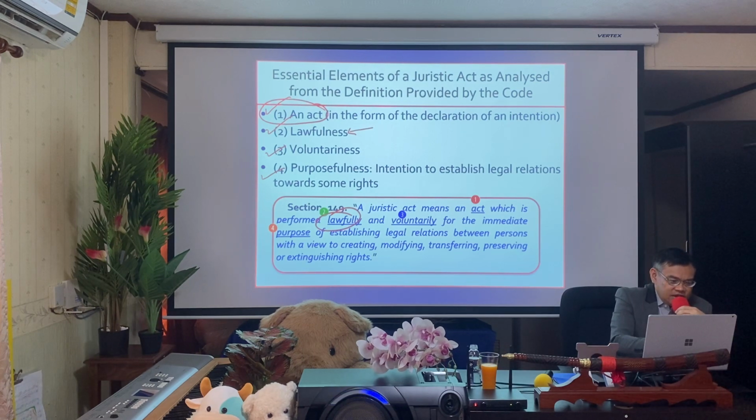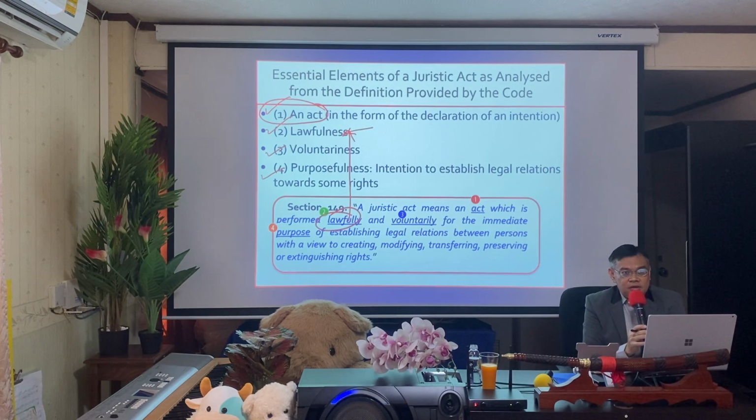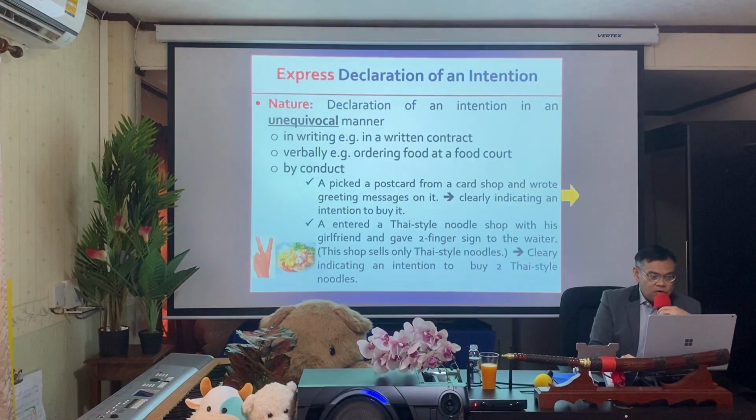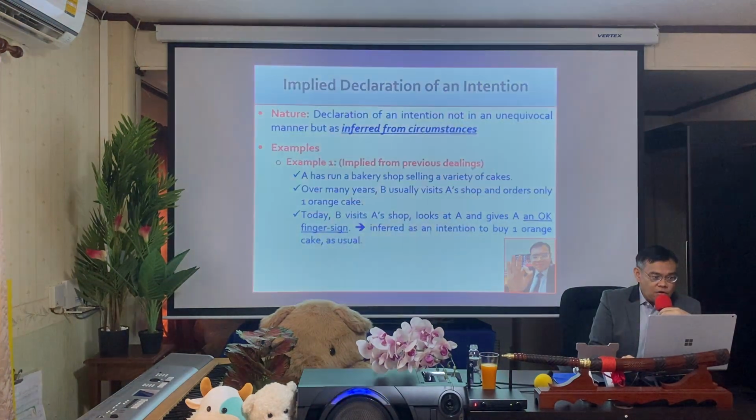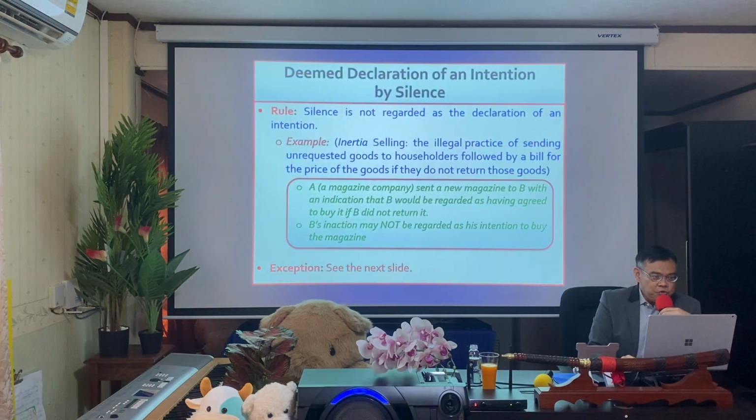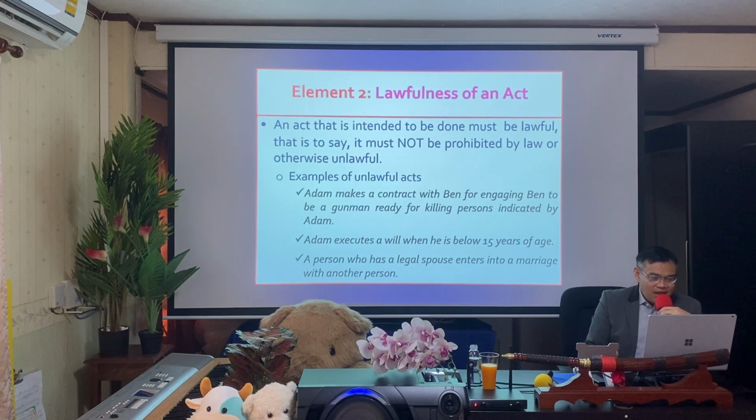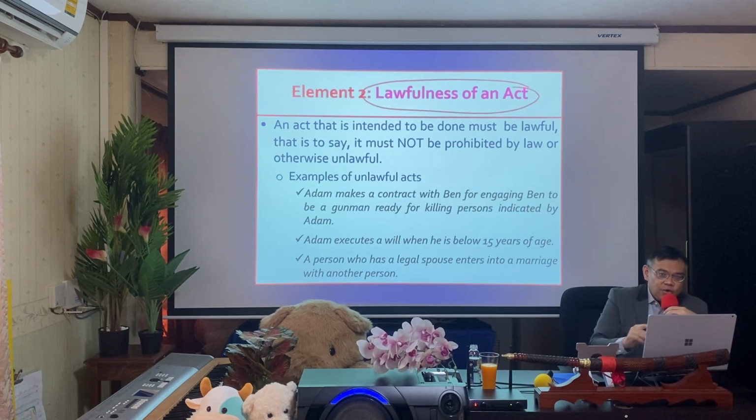So that you can see the word lawfully. That means that what is required of a juristic act is also, among others, lawfulness. An act which is done must be lawful. A juristic act which is intended to be done must be lawful. So if you want to do something which is not lawful, that is not going to be a valid juristic act. Now we are going to see this in fuller detail.